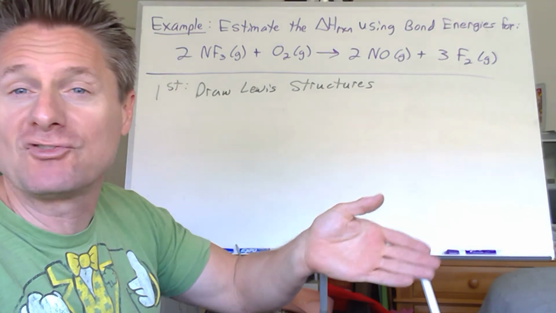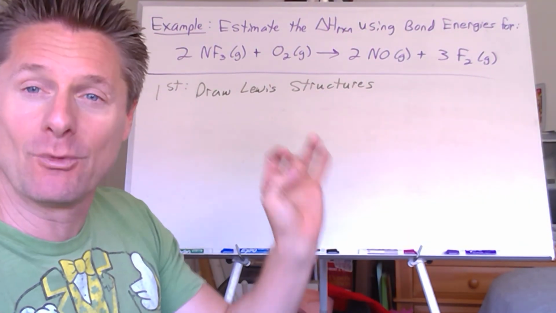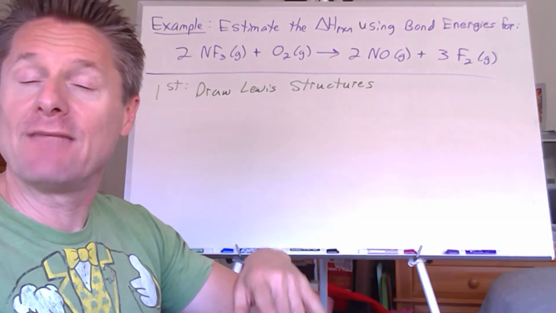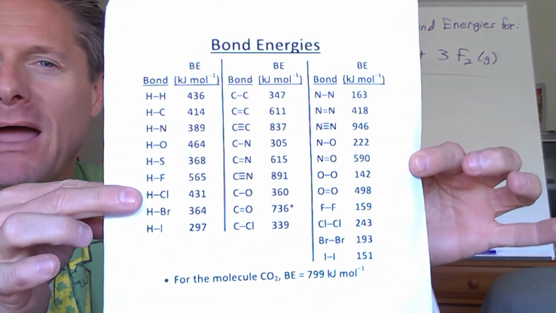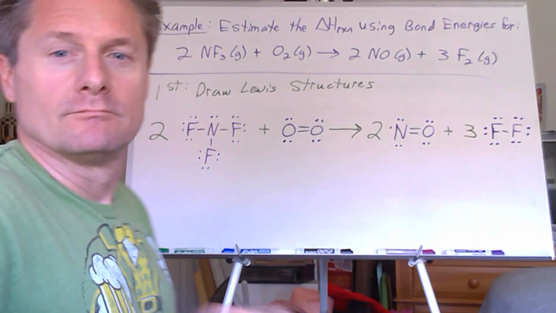I'm going to draw my Lewis structures, and that way we can count the number of each type of bond in the reactants and products. And if you're in my class, you can download my bond energy table, either to your phone or print it out. Go for it.